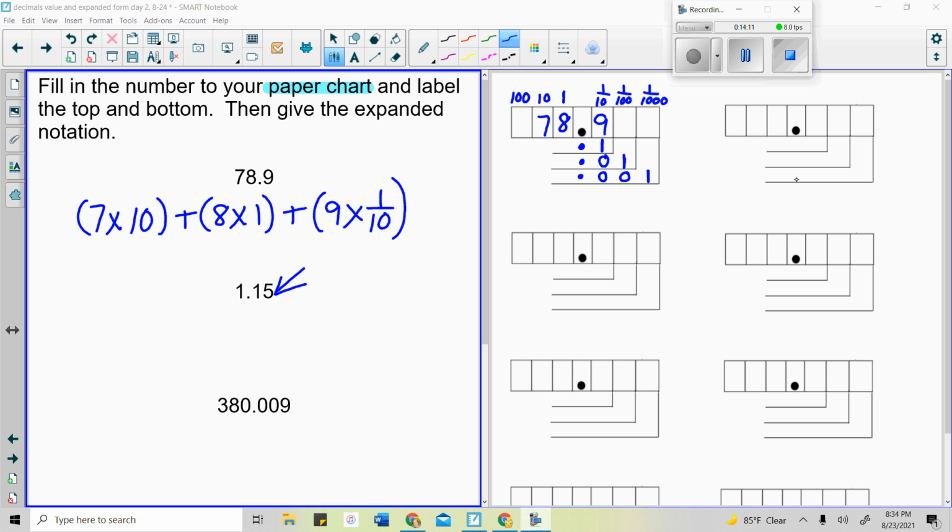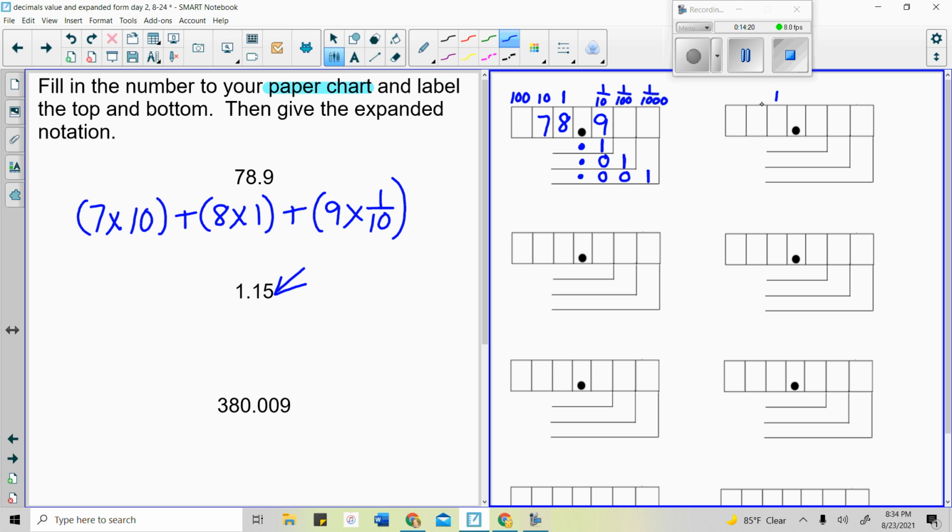Actually, pause it now, do the labeling and everything, and then the expanded notation. So on the top, you should have gone 1, 10, 100, and then here 1/10, 100th, 1,000th. Okay, so 0.1, 0.01, 0.001. That literally only took me a couple seconds.